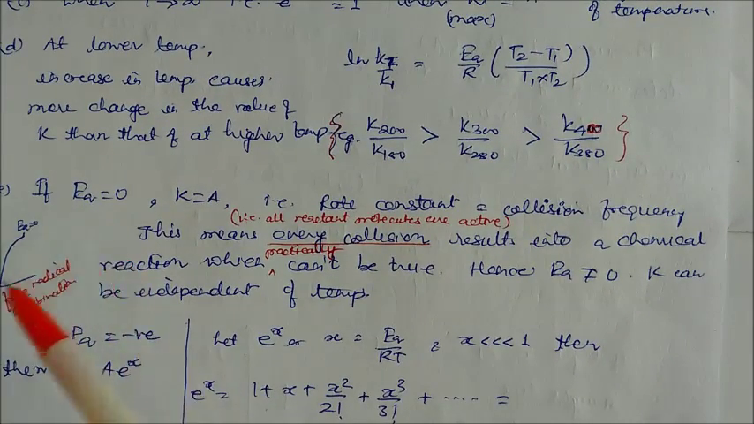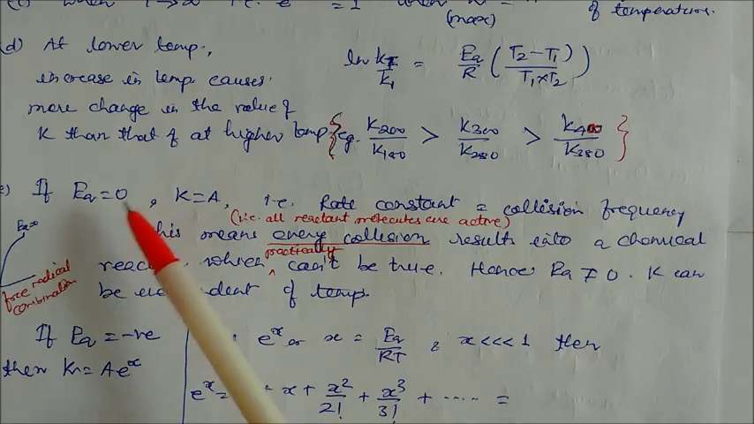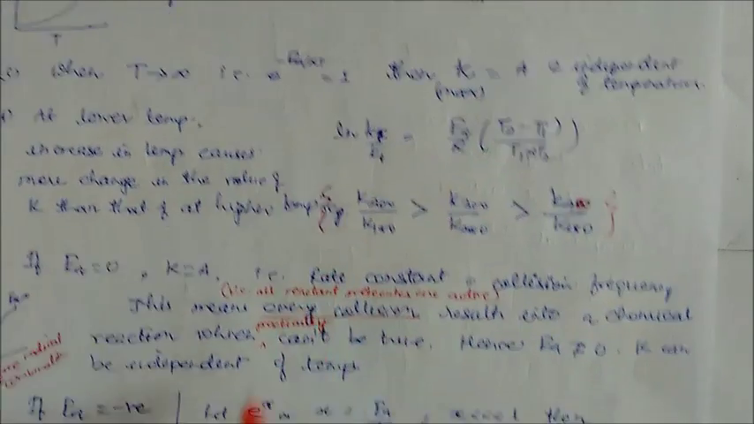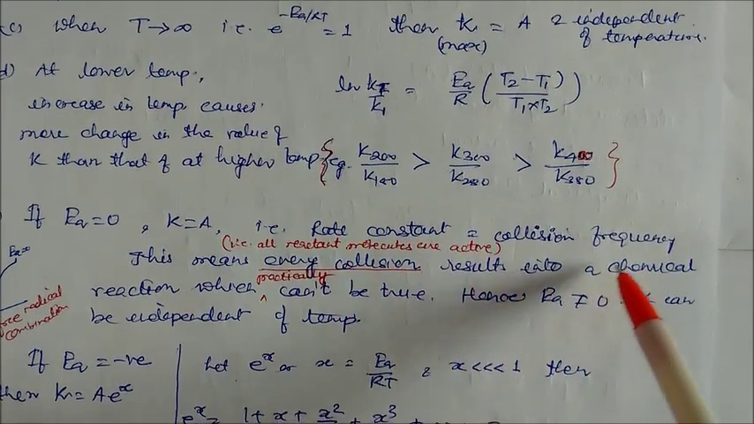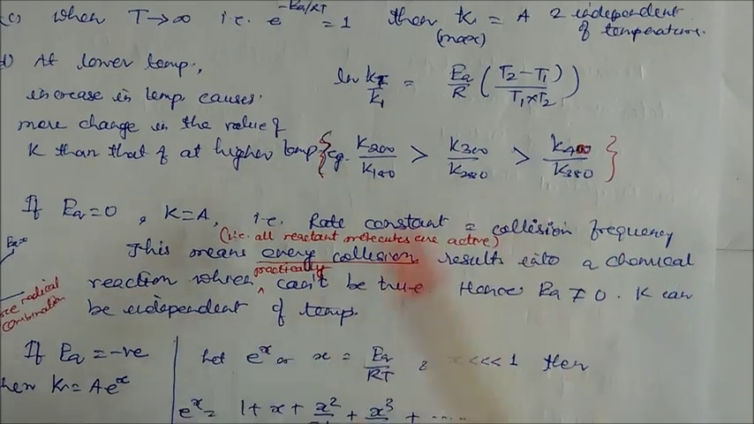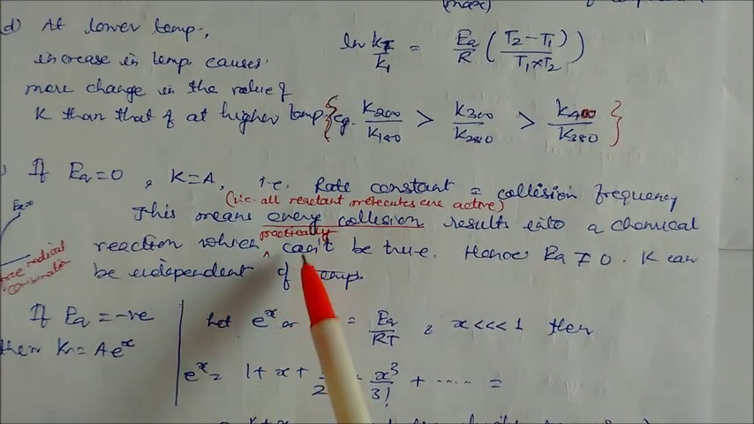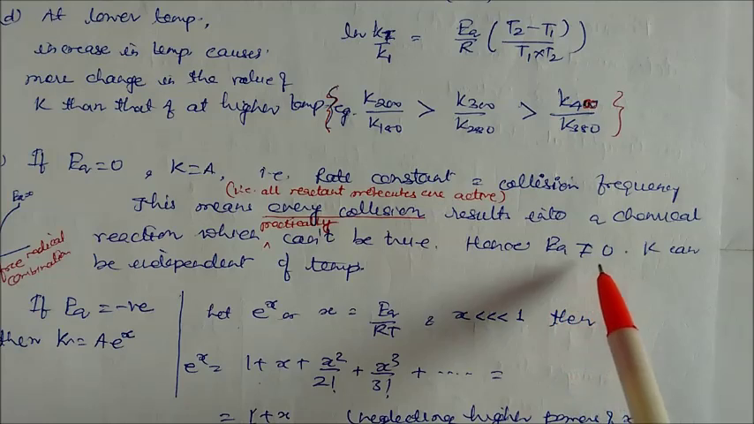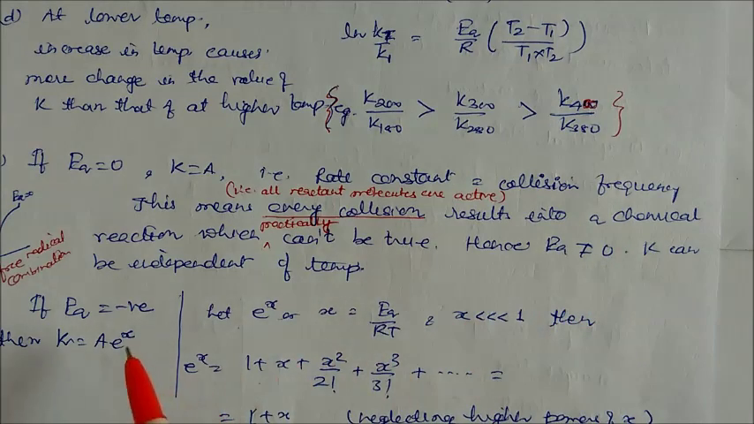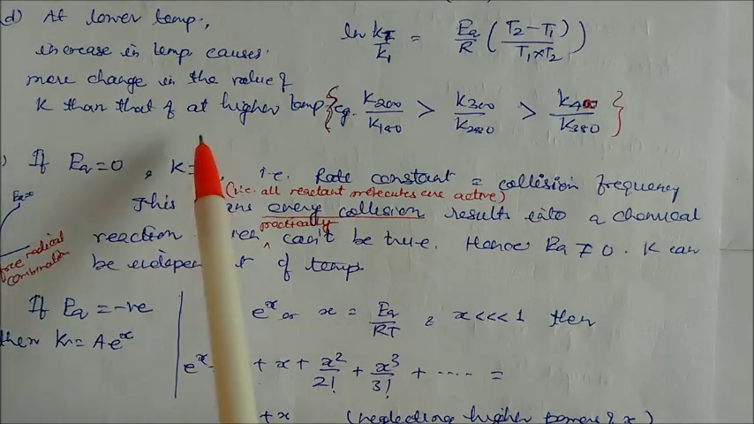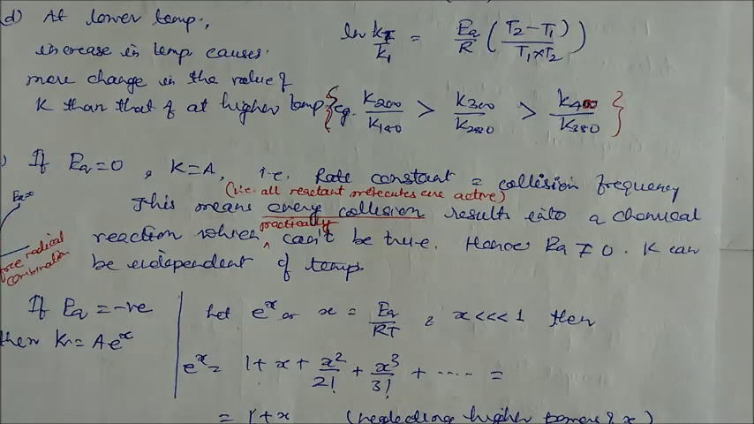Now if activation energy becomes 0, then what will happen? Definitely like this one, if activation energy is 0, then K is equal to A. In that case, the rate constant is equal to collision frequency. So what does this mean? This means that all collisions result in a chemical reaction, which practically cannot be true. So activation energy cannot be 0, and in that case K is independent of temperature. We can see this diagram. If Ea becomes 0, then this is the free radical combination. This is happening when free radical combination is possible, but it is only a half reaction.